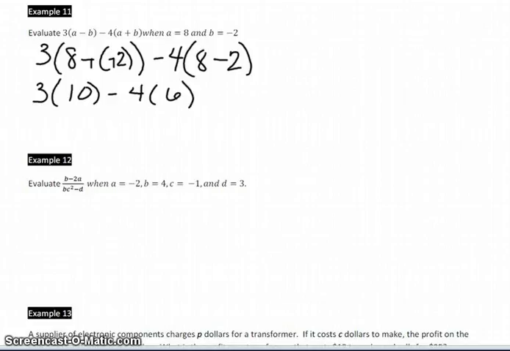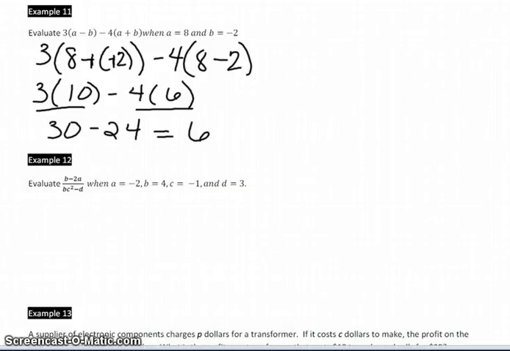So take care of inside that parentheses first, and remember that two negatives multiplied together make a positive, so minus a minus 2 is a positive 2. So please, we don't have any exponents, so we multiply or divide left to right. 3 times 10 is 30. Negative 4 times 6 is minus 24. And now we add or subtract, and we get an answer of 6.